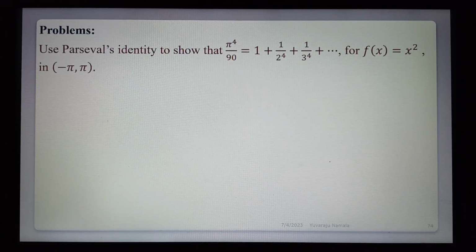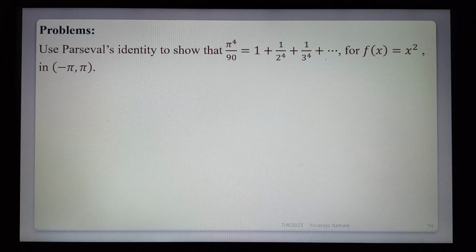Okay, the first problem: use Parseval's identity to show that pi power 4 by 90 is equal to 1 plus 1 by 2 power 4 plus 1 by 3 power 4 plus so on, for f of x is equal to x square in minus pi comma pi. Here the given f of x is equal to x square. First of all, we need to find the series, compulsorily using the Fourier coefficients a0, an, bn. Then, for the given function f of x is equal to x square, using those Fourier coefficients, we substitute into Parseval's identity.